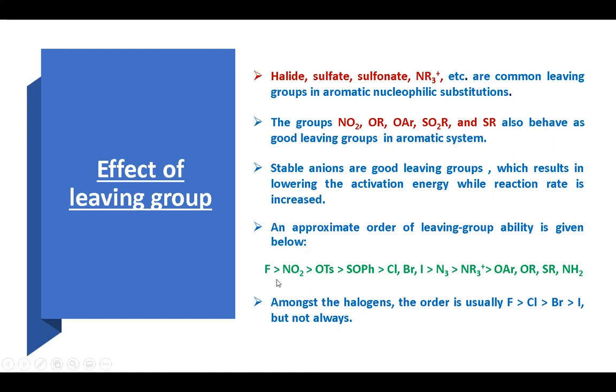Amongst the halogens, fluoro is generally a much better leaving group than the other halogens, because of its highest electronegativity. The order is usually F is more reactive than Cl, which is more reactive than Br, which is more reactive than I, but not always. Fluoro and nitro are good leaving groups when the SNAr mechanism is operating, but in the benzyne mechanism, fluoro is the poorest leaving group.